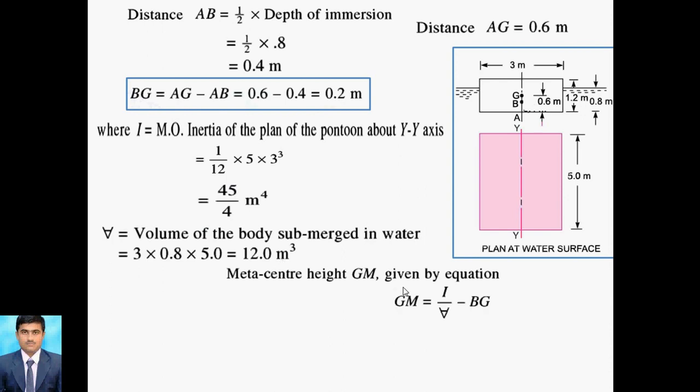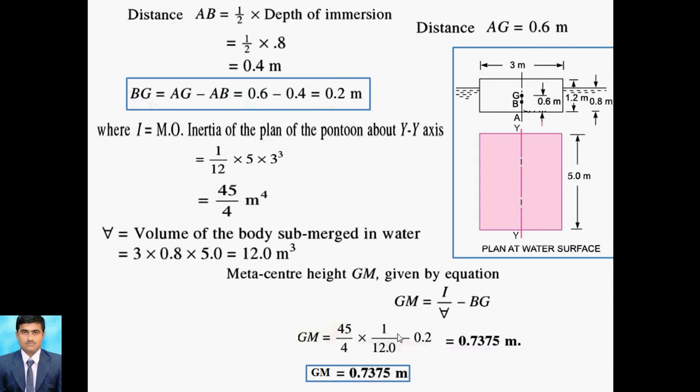Now we take the metacentric height formula. Again we take this, where I is this value, V is the volume, and BG is the value. So after this we take 45 by 5 as the I value, and the volume is that 1 by 12, right? BG is what? BG is 0.2. So we can put this value, and after that we get the value of GM.